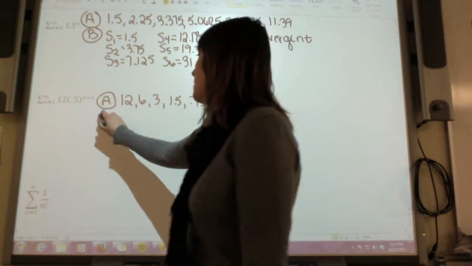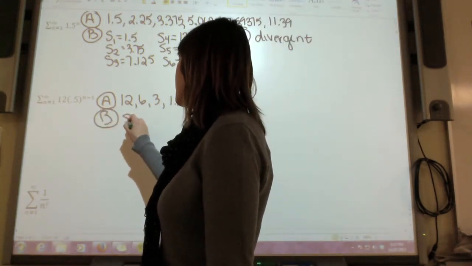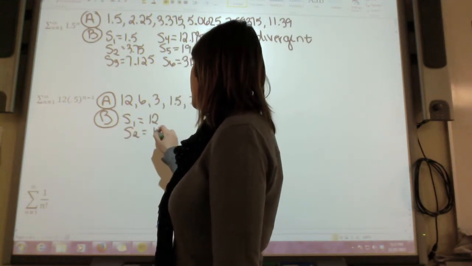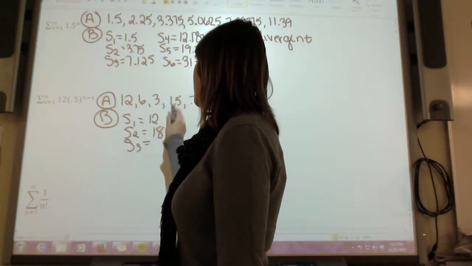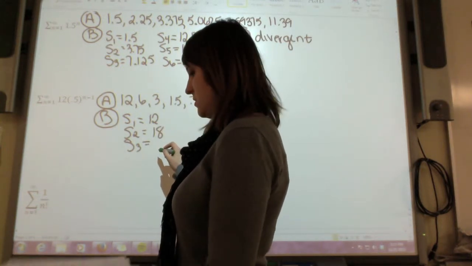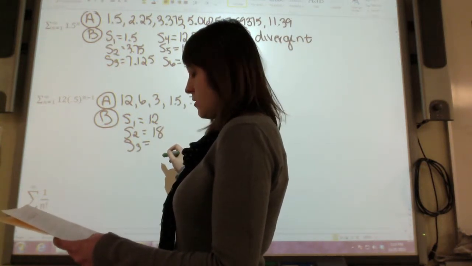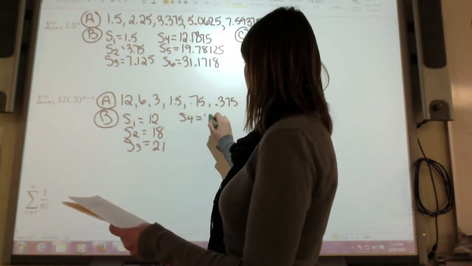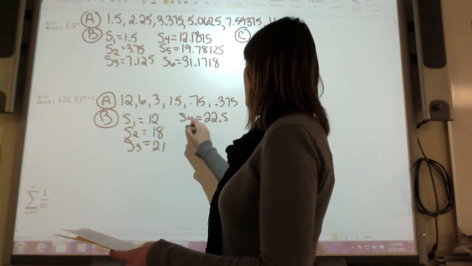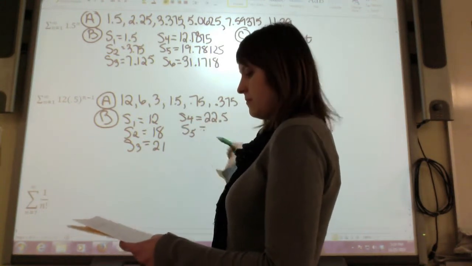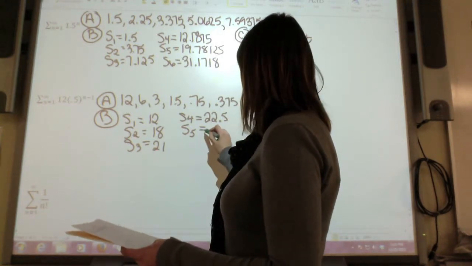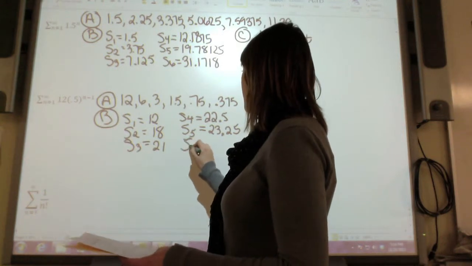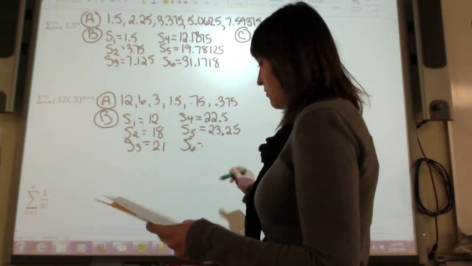Then for part B, I want to find my first 6 partial sums. My first partial sum is 12. My second partial sum is 18. My third partial sum, if I add all those together, I get 21. My fourth partial sum is 22.5. My fifth partial sum is 23.25. And my sixth partial sum is 23.625.